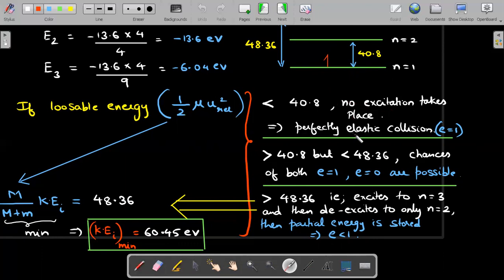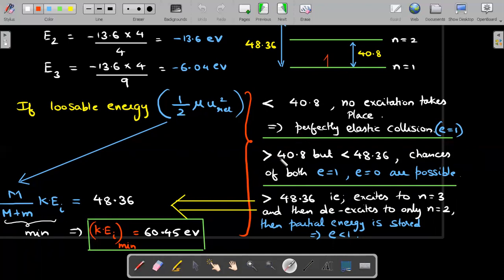Then the system will not lose any of its kinetic energy, because only if it gets excited can it store that energy in the form of excitation energy. Otherwise, the kinetic energy will remain intact. And then what type of collision? If kinetic energy is not consumed in some other form, it's called an elastic collision. So for all values of this number less than even the first excitation energy, you will end up having this condition. Okay, keep that in mind.